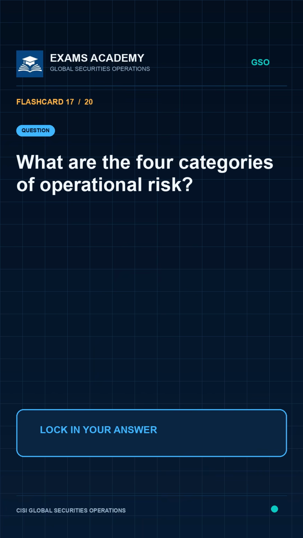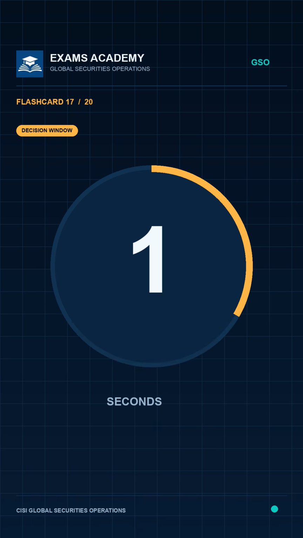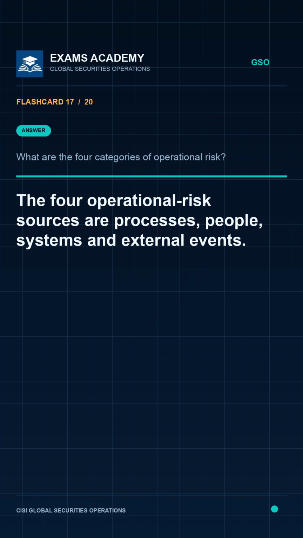Question 17. What are the 4 categories of operational risk? Answer. The 4 operational risk sources are processes, people, systems, and external events.